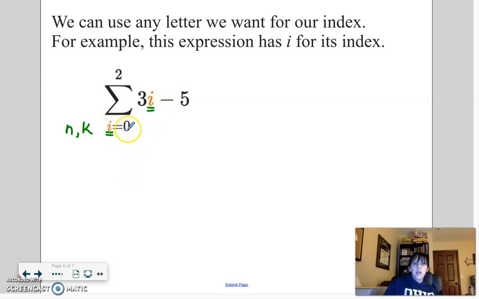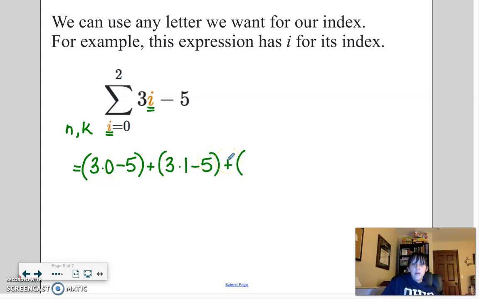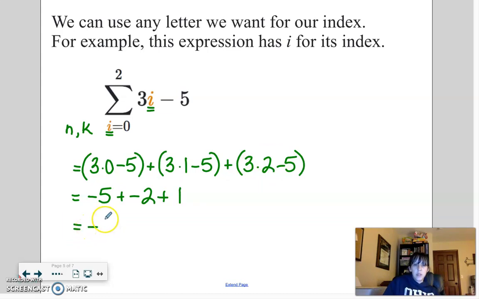So this one, the index is starting at 0 and ending at 2. So if we were going to set this up and show all of our work, it would be starting with plug in 0 first, and then plug in 1, and so on. So I'll write this out. Those are times signs, by the way. I don't want you to think it's a decimal. Plug in 0, plug in 1, stop at 2. So do the math. 3 times 0 minus 5, that would be -5. 3 minus 5 would be -2. And then 6 minus 5 would be 1. So we're adding up these 3 terms. That looks like it's going to be -6.